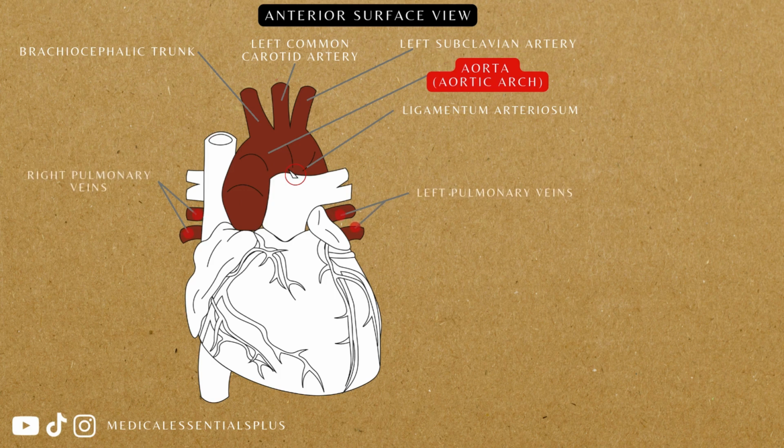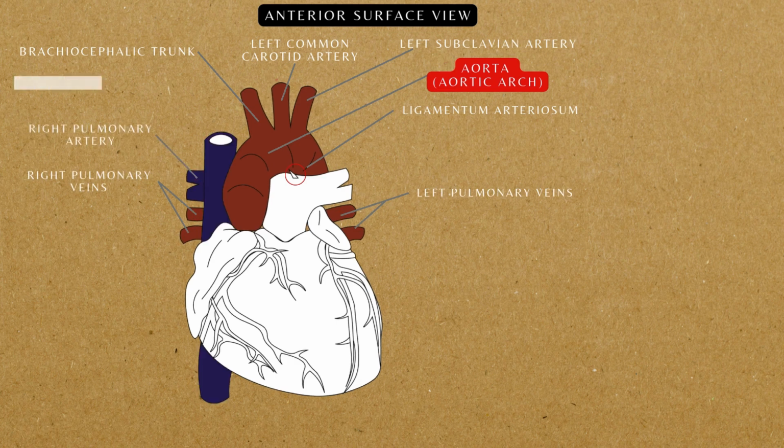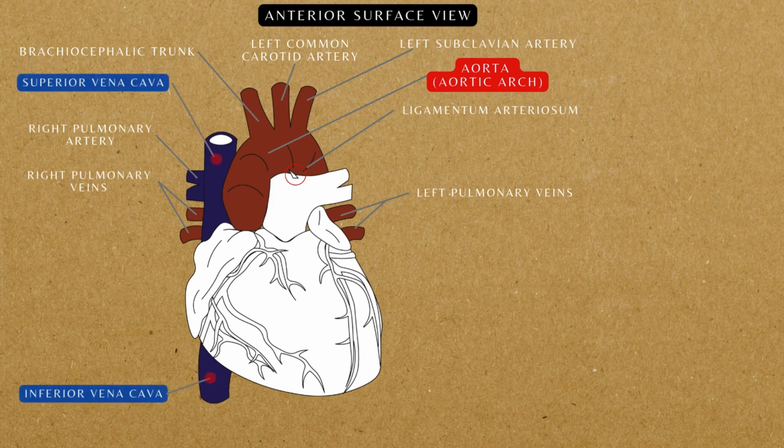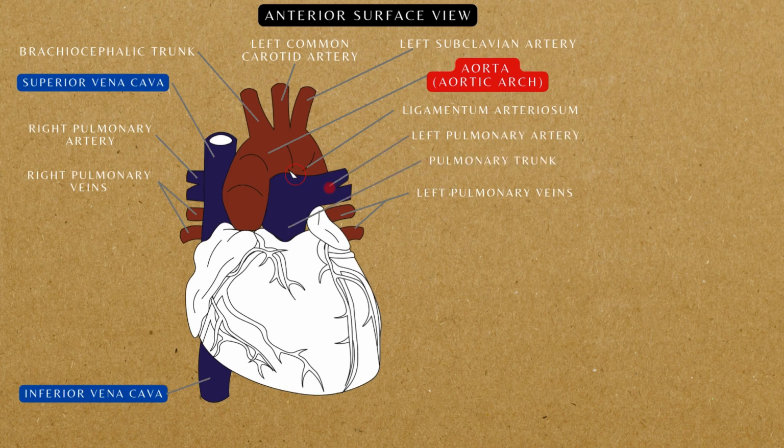The left pulmonary veins and right pulmonary veins. Here is the right pulmonary artery. The superior vena cava, and below is the inferior vena cava. The pulmonary trunk arising from the right ventricle. This branches into the left pulmonary artery. The right pulmonary artery also comes from the pulmonary trunk.